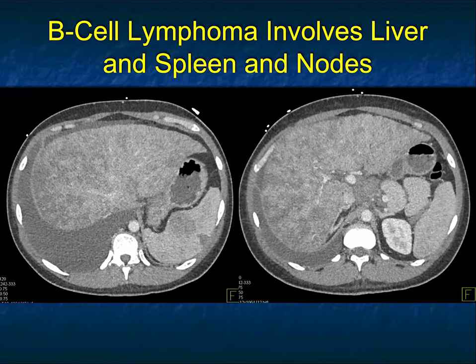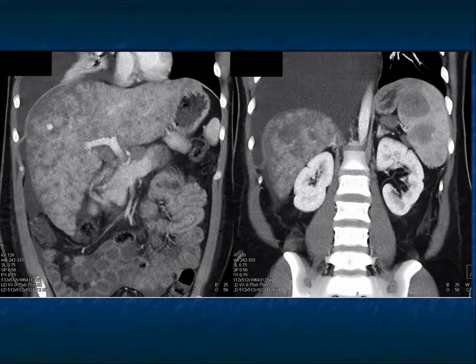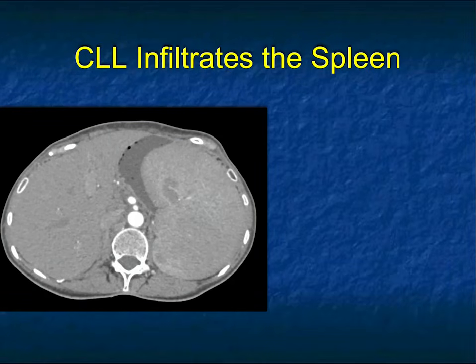Another example, B-cell lymphoma involving the liver and spleen and adenopathy. Again, just like I showed you some infiltration of the spleen a few moments ago, infiltration of the liver can look very similar. And you also see the extensive adenopathy in those cases. And again, this patient also has large pleural effusions, particularly on the right side, pushing down the right hemidiaphragm.